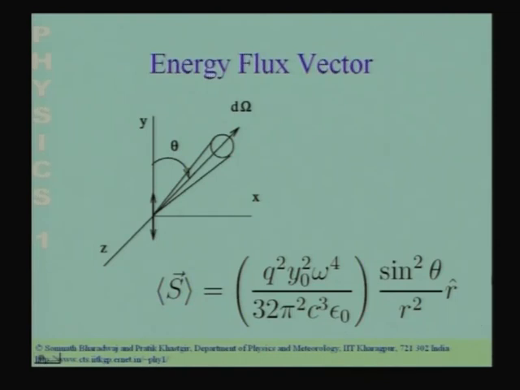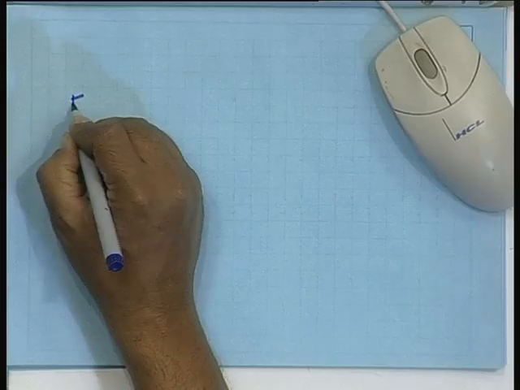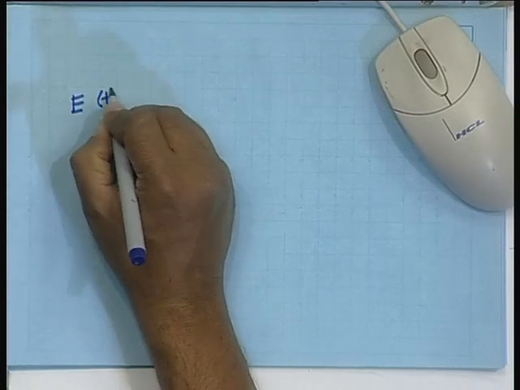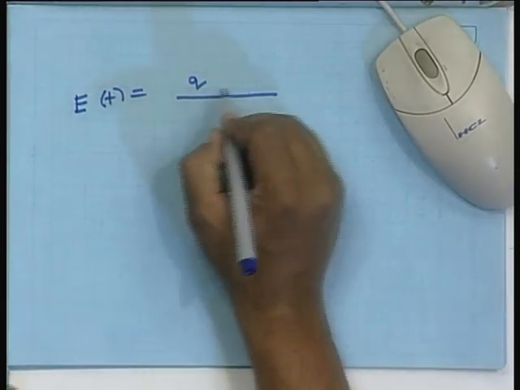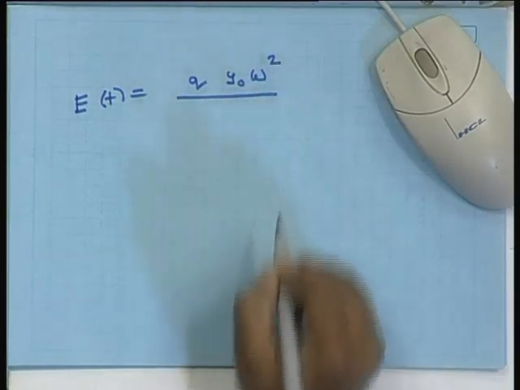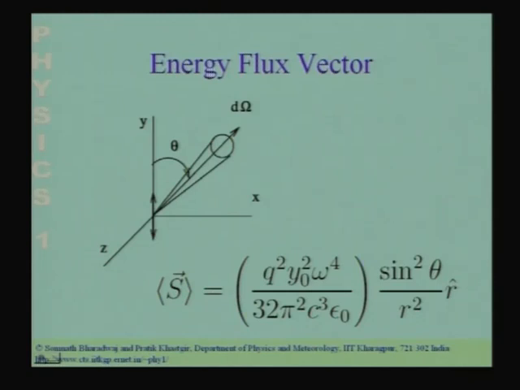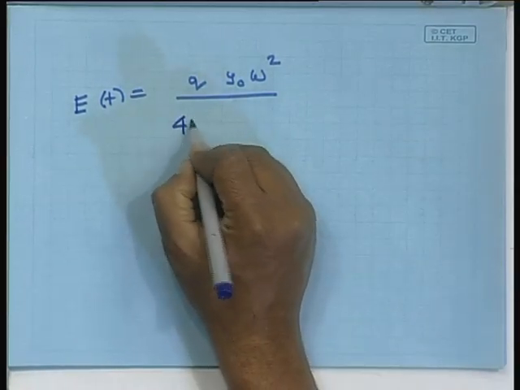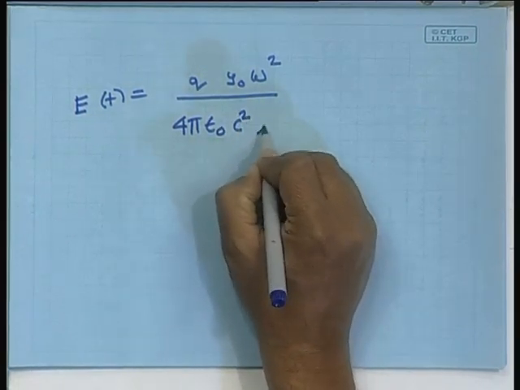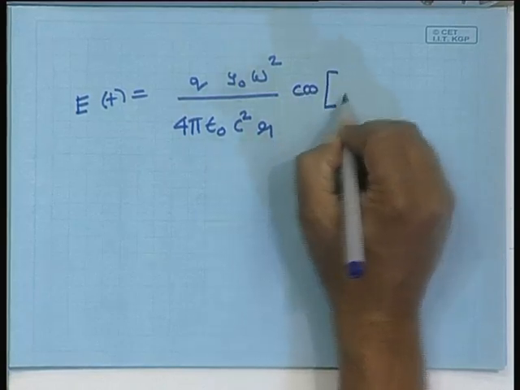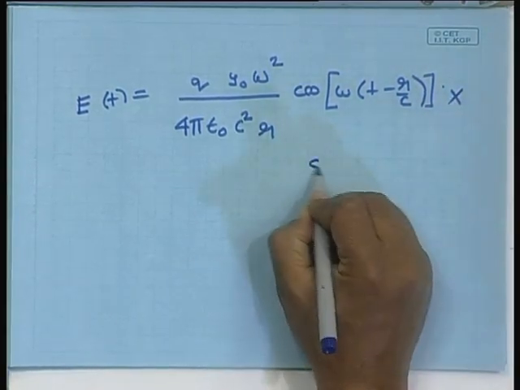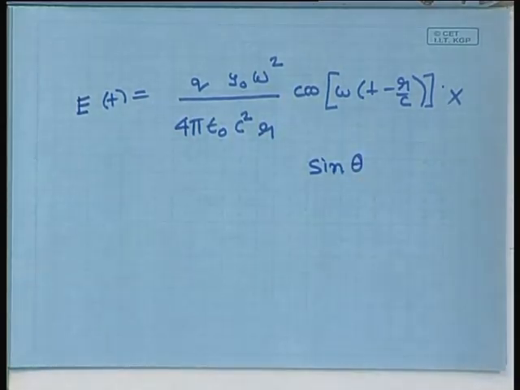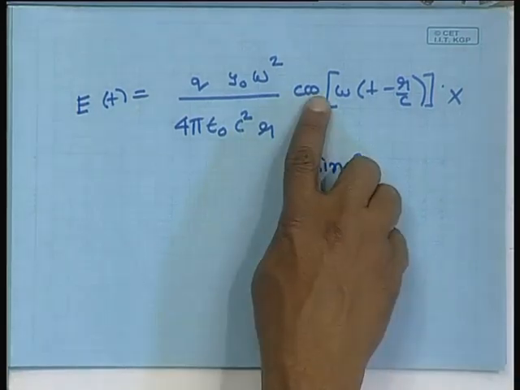So, let me just remind you that the electric field at any point was Q Y naught omega square, where Y naught was the amplitude of the oscillations of the charged particle, divided by 4 pi epsilon naught C square into the distance, into cos omega T minus R by C, into this whole thing into sin theta. So, we have to square this and take the time average, which gives us an extra factor of half.